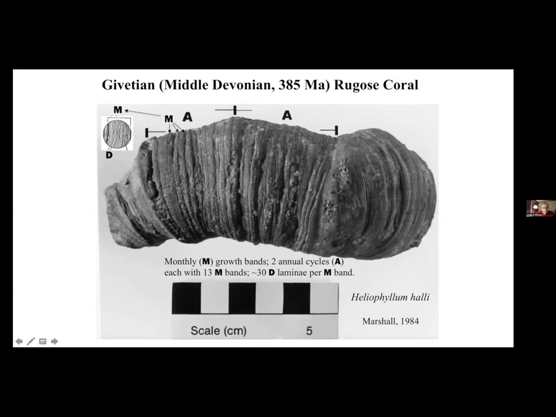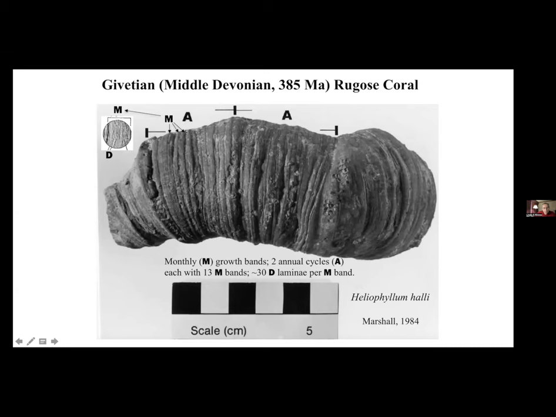And within them are these smaller groups of accumulations that are thought to represent months, so actually lunar months. And within them are the individual laminations, which are too small to see in this particular photograph, but helpfully a student drew these out so that we could see that there are about 30 of these, interpreted as daily cycles, that occur within these M layers.